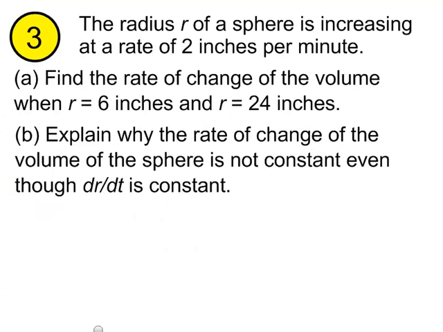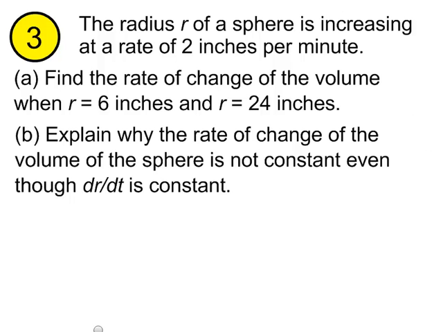Okay, we're told that the radius of a sphere is increasing at a rate of 2 inches per minute. And the important thing to get right off the bat is just because the radius is increasing at a constant rate of 2 inches every single minute does not mean that the volume is increasing at a constant rate. In fact, it is definitely not, and we'll try to get a sense of that in a moment.